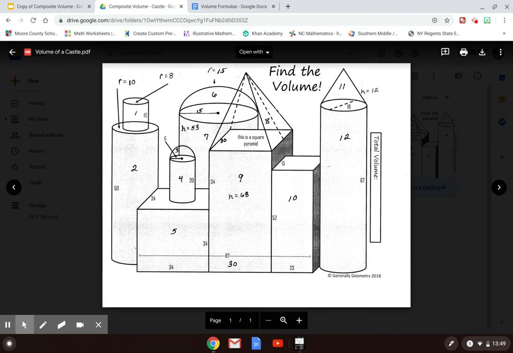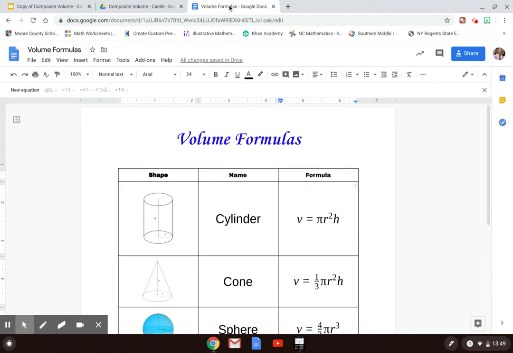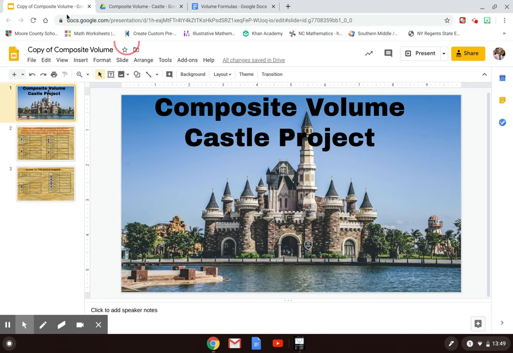So this is not going to be due today. The entire completed project will be due Wednesday, and Friday you will have a quiz, and your quiz will be over all of these volume formulas. Okay, so let's go to our project and begin.